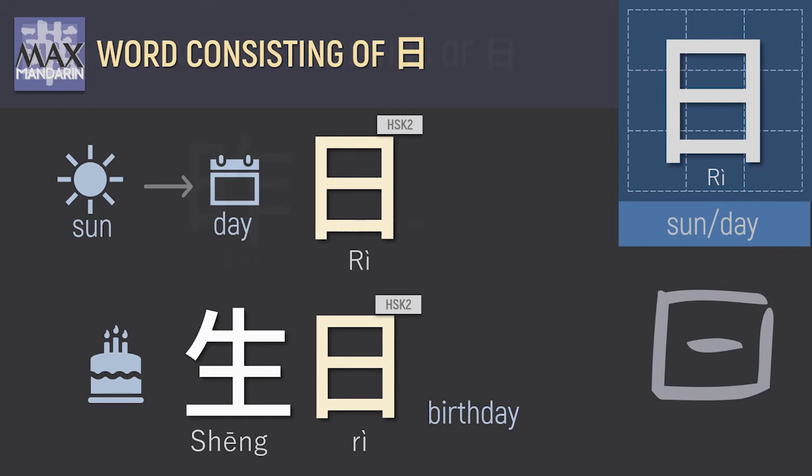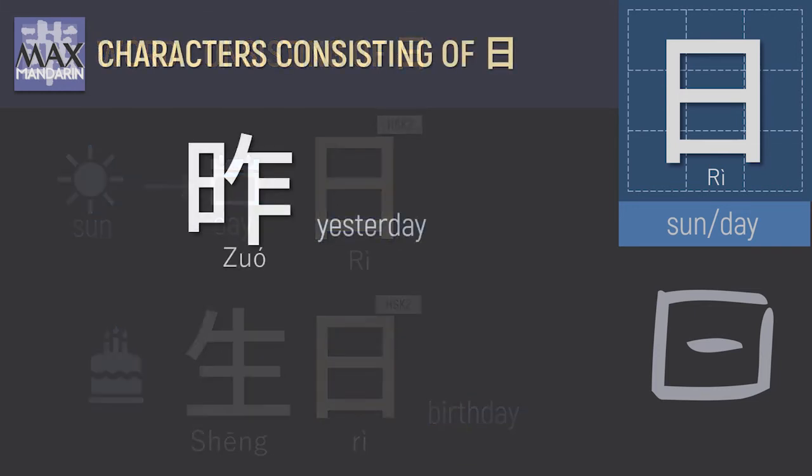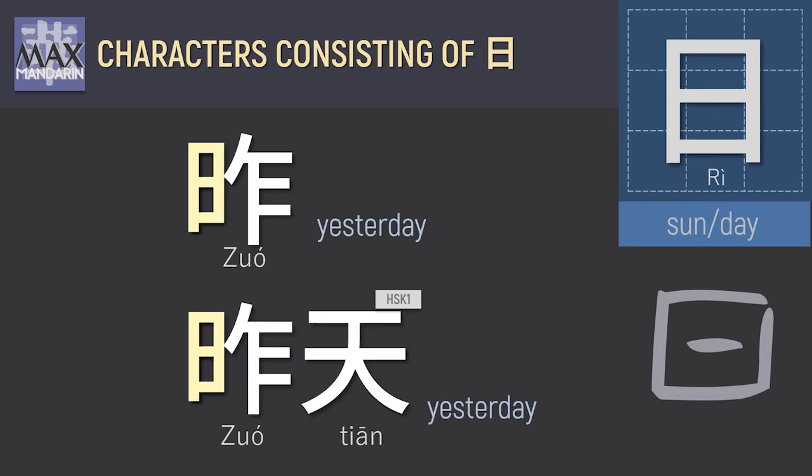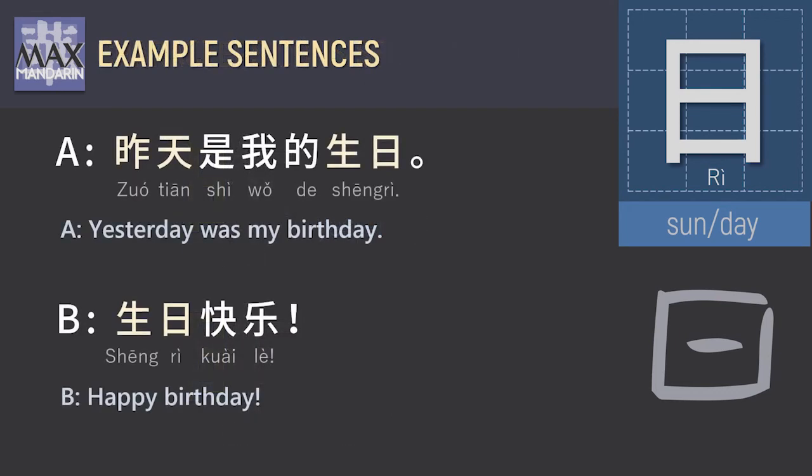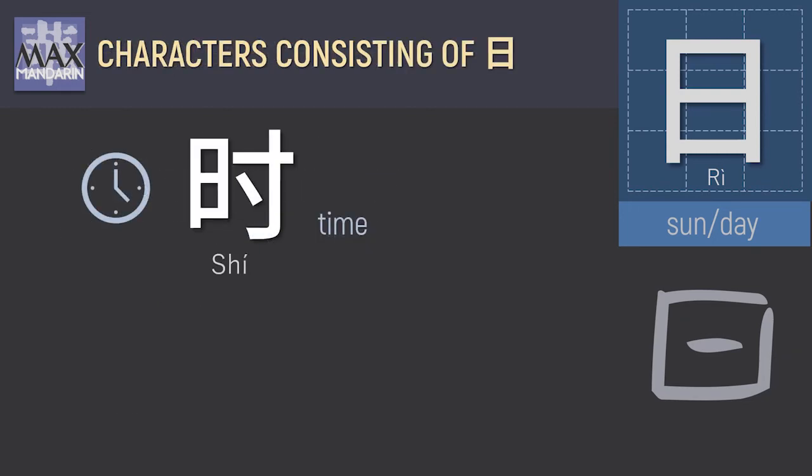日 is a radical for characters that are related to sun or day, like the character 昨, as in 昨天, yesterday. 昨天是我的生日. Yesterday was my birthday. 生日快乐. Happy birthday. Since ancient people used sundials to tell the time, the character 日 can also be found in the character 时, which means time.